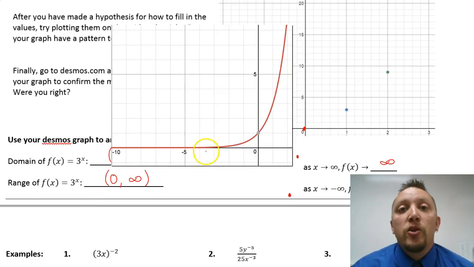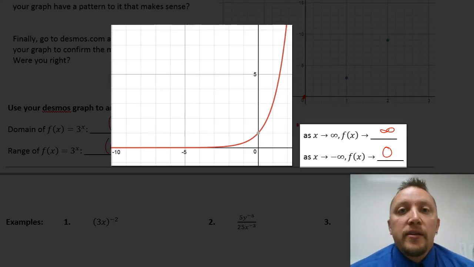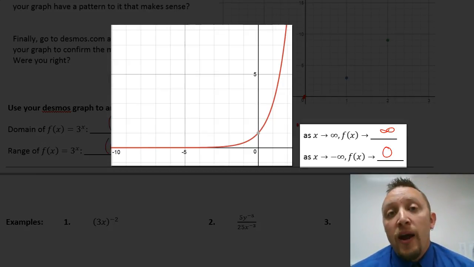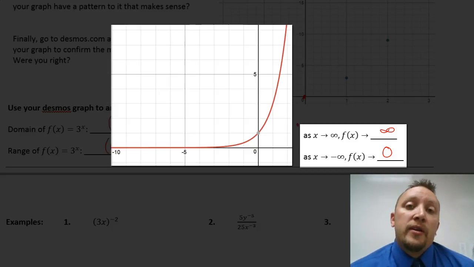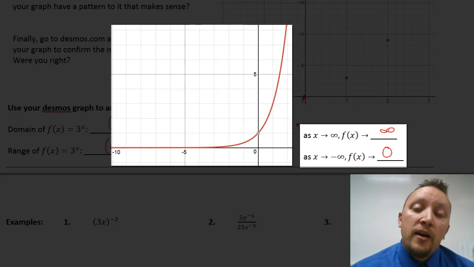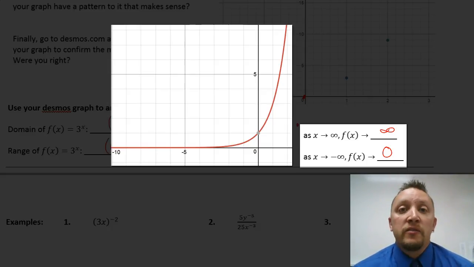And then if we look above me now, if we look at the end behavior, on the right side of the graph is going infinitely up. So as x approaches positive infinity, the graph increases to positive infinity. And going to the left, as x approaches negative infinity, it's not going down to negative infinity. Instead, it's approaching 0. So that's how you would write your end behavior.